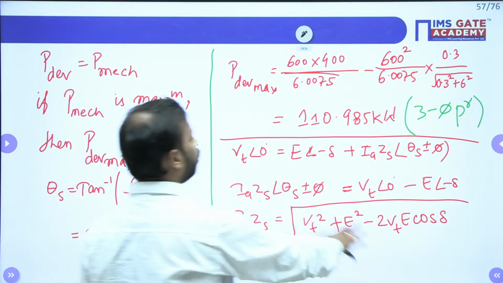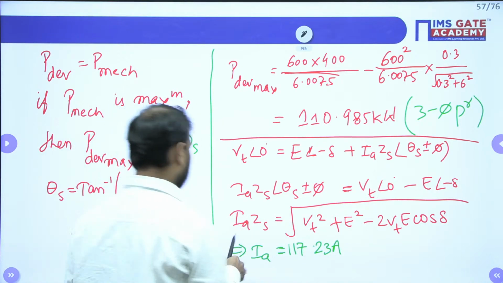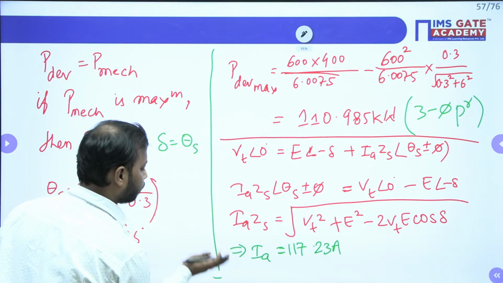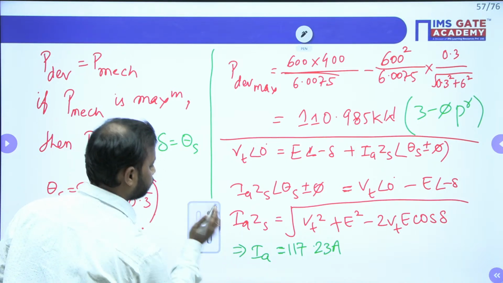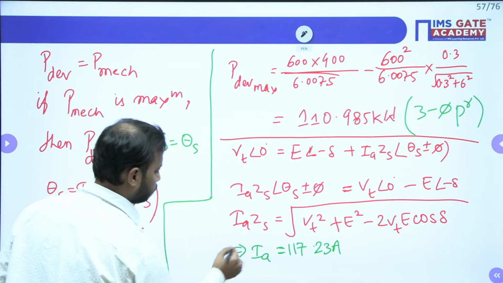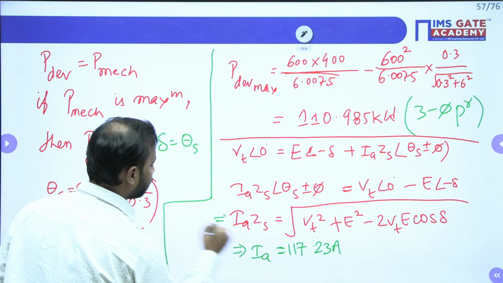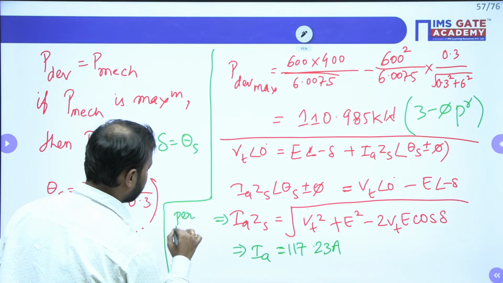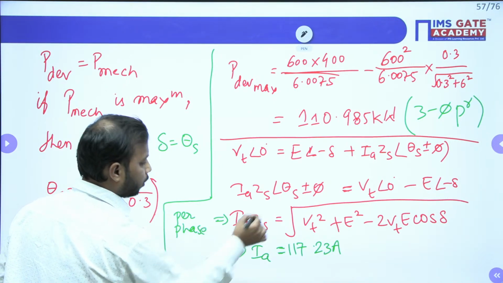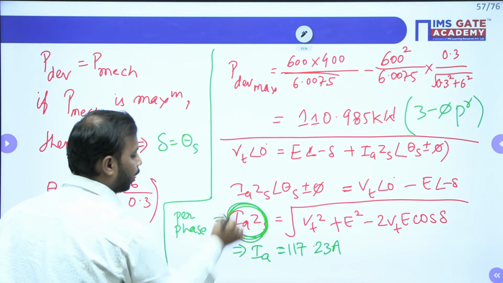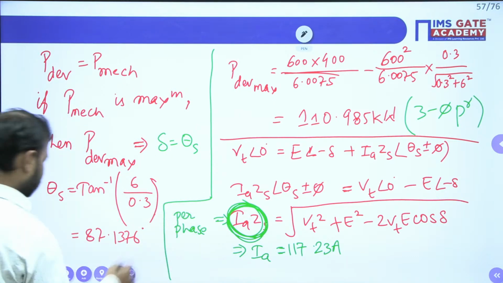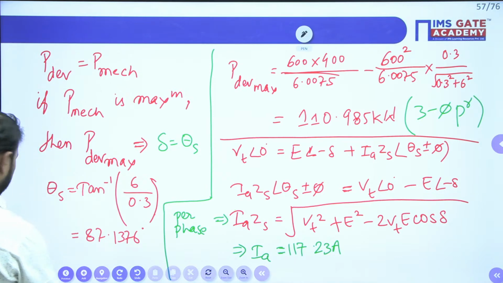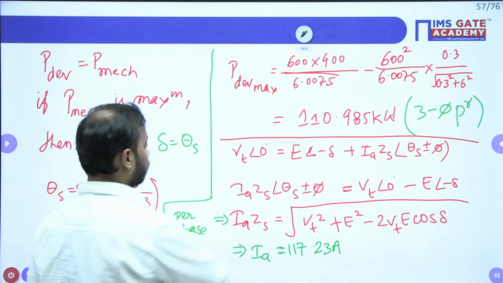The calculation part I have left for you. We have all values, just substitute them. This equation is per phase. This is per phase impedance. So the equation is per phase. Am I clear? So what next?